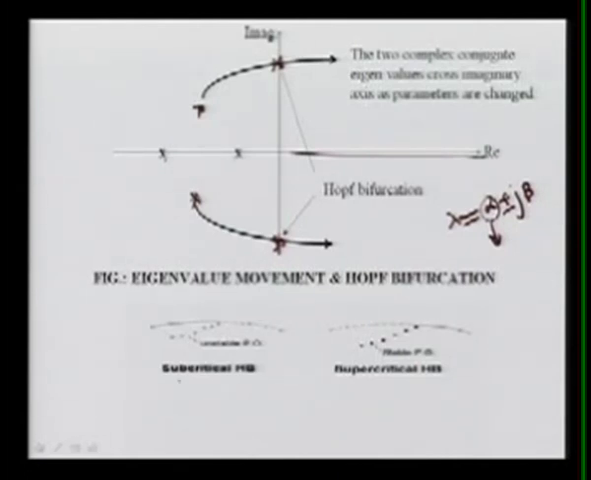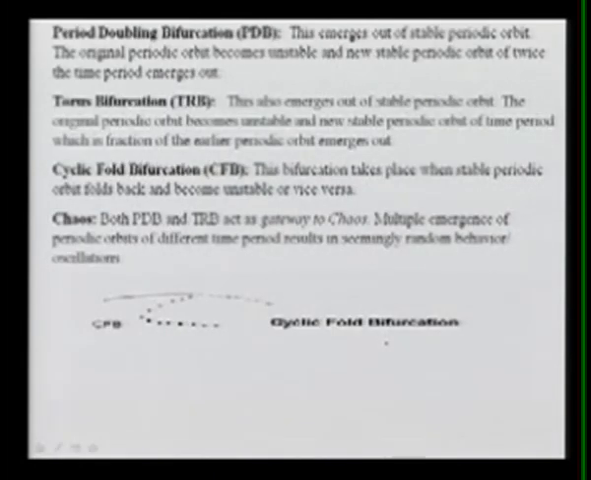Now, for the subcritical and the supercritical cases, the solid line is the stable line, and this point is called the unstable periodic orbit, and it is surrounded by the stable zone. So, it is subcritical. Here is a stable periodic orbit, and here it is unstable, so it is surrounded by the unstable zone. So, this is your Hopf bifurcation.